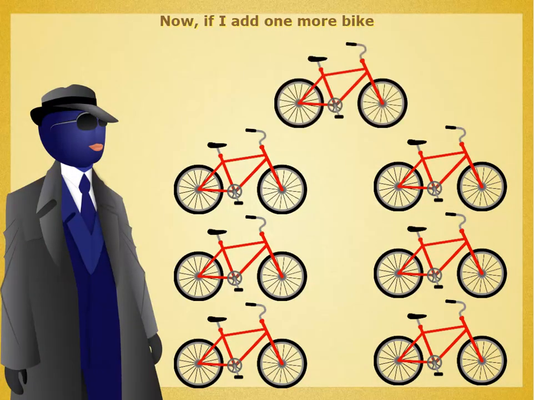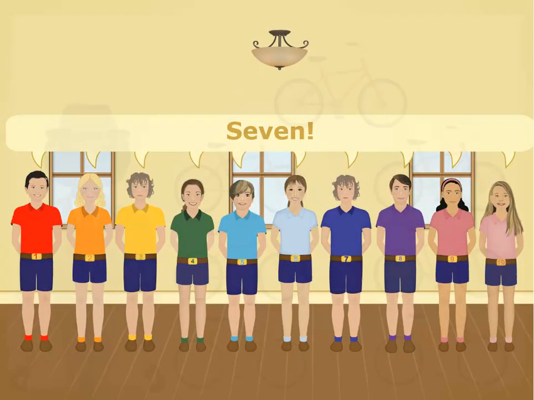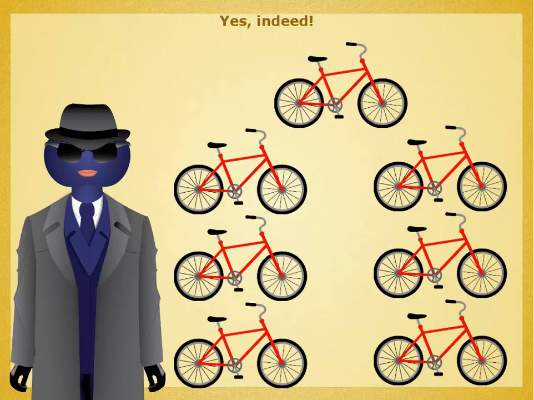Now, if I add one more bike to the ones already displayed, how many bikes will there be? 7! Yes, indeed. And 7 is my favourite number, you know.